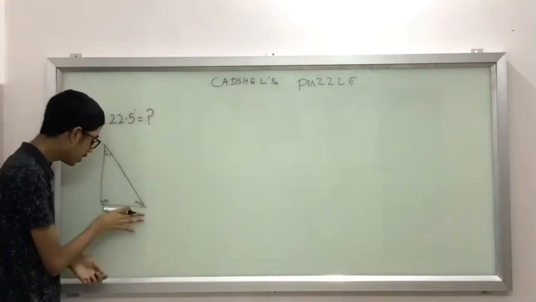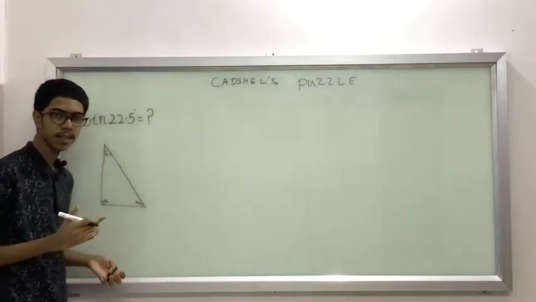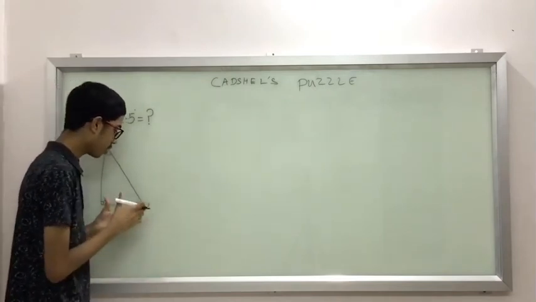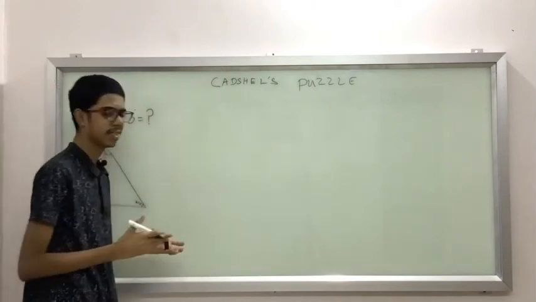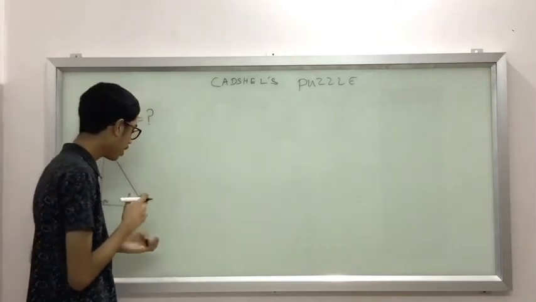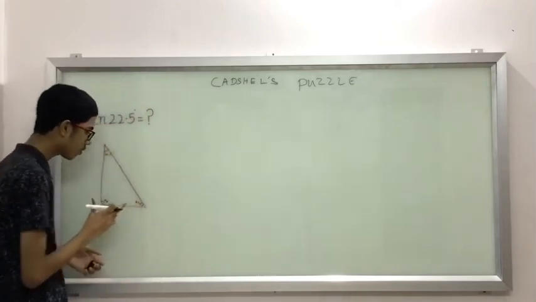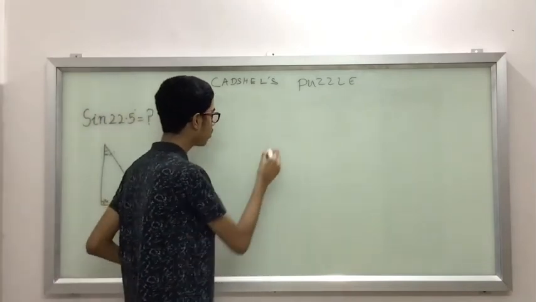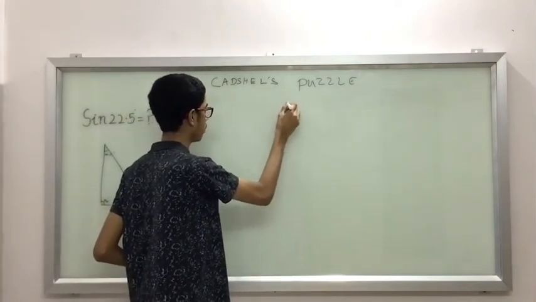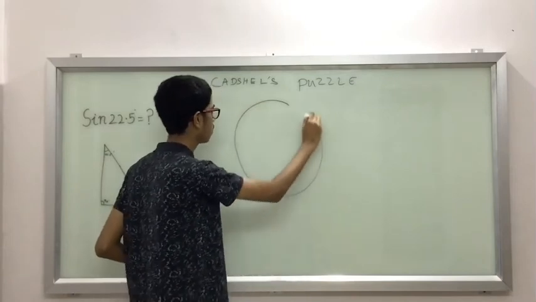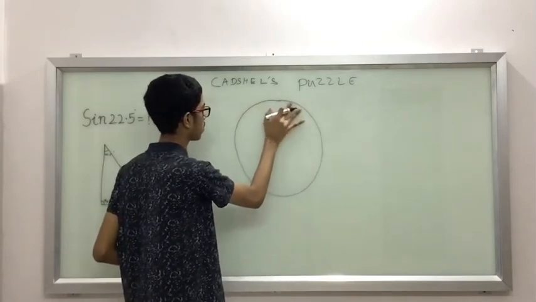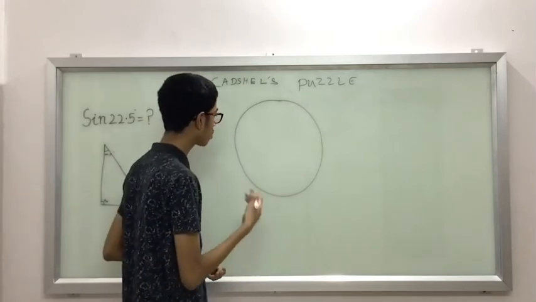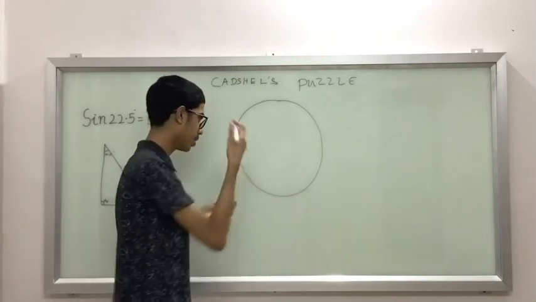First we will need this length and this length. So I'm going to construct this in some other shape, and after that I'll find both these values, and that way we can solve this. Okay, first we will draw a circle. Next I'm going to draw a square which is inscribed inside the circle.